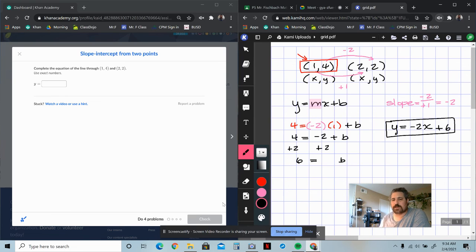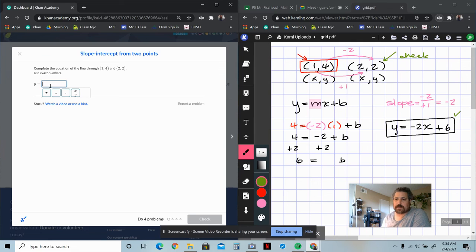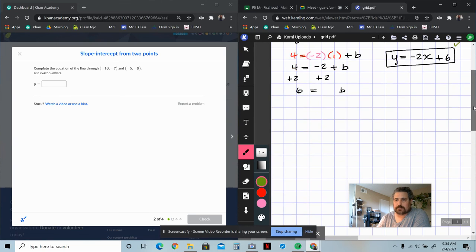Now, you always want to check it. The way I recommend you check it is you take the other point and you check it. The other point should be on the line as well. So when you plug in a 2 for x, you should get a 2 for y. Well, negative 2 times 2 is negative 4, and negative 4 plus 6 is in fact 2. So that works out perfectly. We have verified that it works on both points. Both points are on that line, and so we can write it in. So it's going to be y equals minus 2x, and then plus 6. And now we're done.